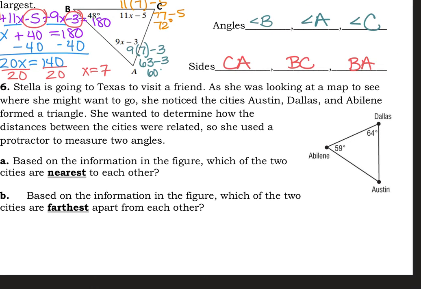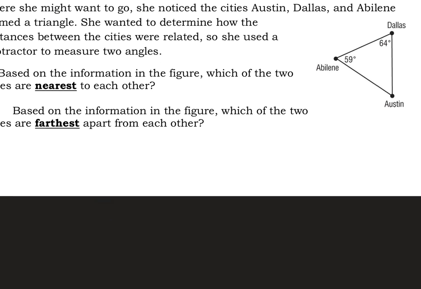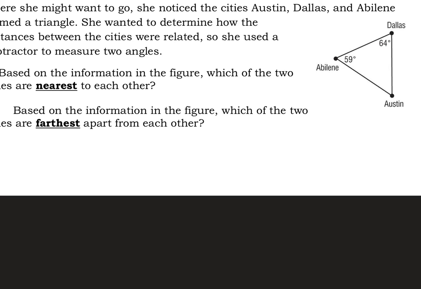All right. The next one is, it's a word problem, guys, but it's the same thing, okay? It says Stella's going to Texas to visit a friend. As she was looking at the map to see where she might want to go, she noticed the cities of Austin, Dallas, and Abilene formed a triangle. She wanted to determine how the distances between the cities were related, so she used a protractor to measure two of the angles. So in order to figure out which two cities are nearest to each other or farthest from each other, what do we have to know?